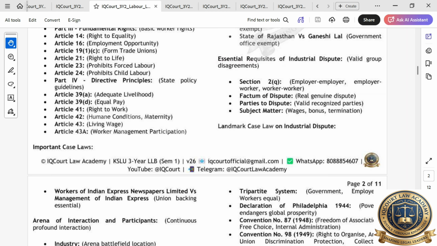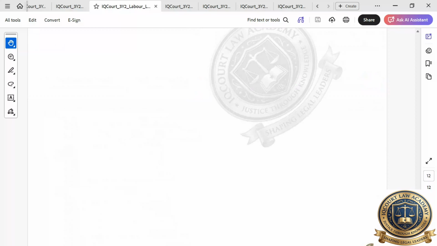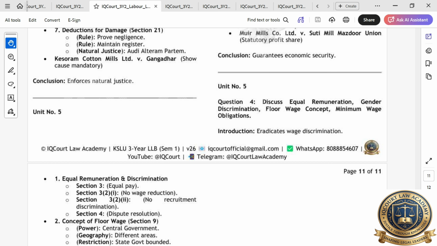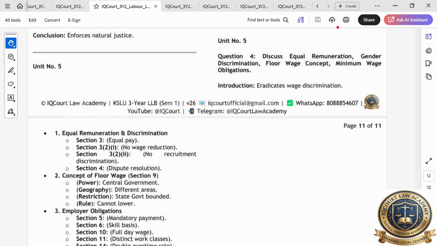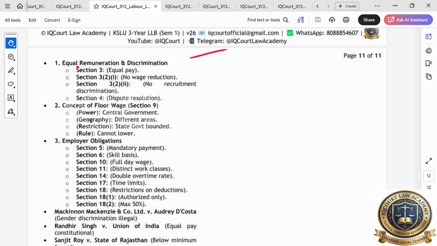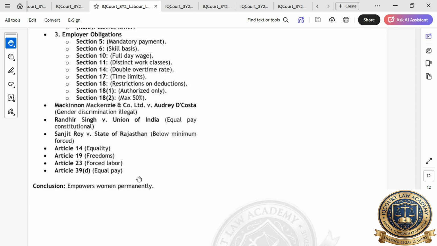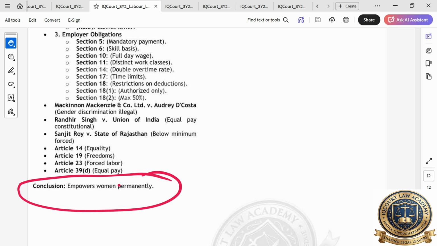See, everything we are providing. For each question, I am telling you, I am going to the fifth question: unit number 5, question number 4. Here, discuss the equal remuneration, gender discrimination, floor wage concept, minimum wage obligation. For each of them, we are providing the headline sections. From the introduction till the conclusion, we are providing keywords, headlines, everything.